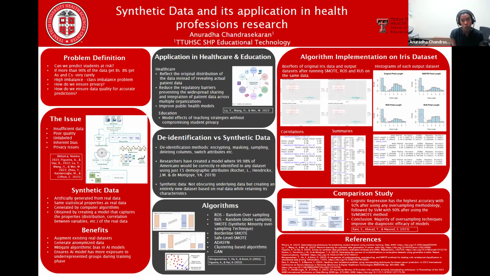In educational research, one of the problems that we come across is, can we predict students at risk? Considering our data has more than 90% say of Bs and hypothetically say 8% get As and Cs are very rare, how can we predict these students at risk? We have a very high class imbalance. We have a class imbalance problem essentially, which is veering towards the majority class and kind of glossing over the minority data points.